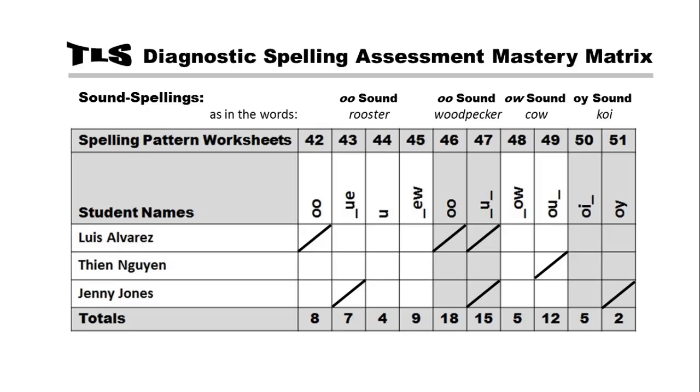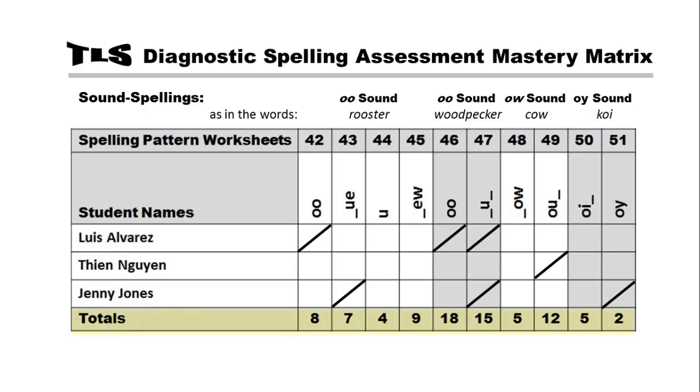Post one set of the Diagnostic Spelling Assessment Mastery matrices on a wall at the rear of the classroom for student reference. Note that teachers may choose to list students by identification number rather than by name on these matrices. Keep that teacher copy in a binder at your desk.